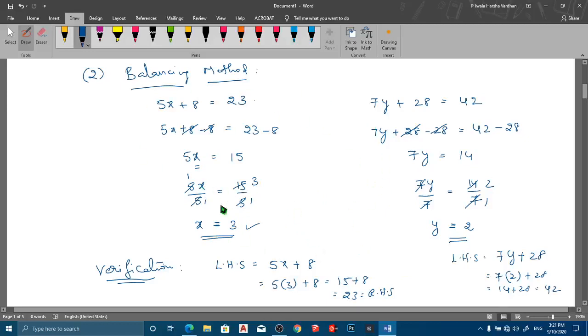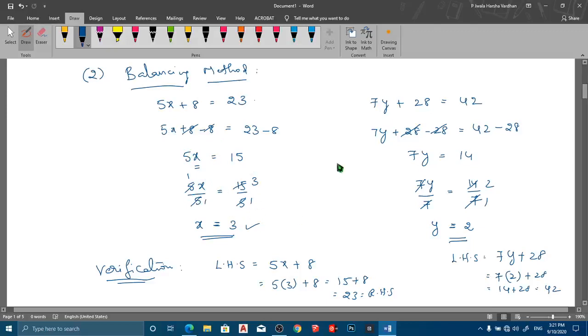This is the balancing method. In the balancing method, you have to remember that whatever operation you are doing on the left side, you have to do on the right side also. If you are subtracting, you subtract on both sides. If you are adding, you add on both sides. If you are multiplying, you multiply on both sides. If you are dividing, you divide on both sides, to eliminate the unwanted numbers. To get the x value only, by removing all the remaining numbers except x, you have to apply the balancing method.